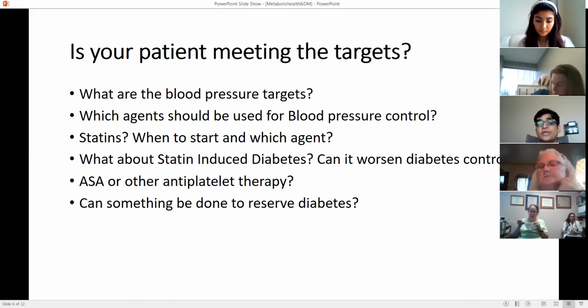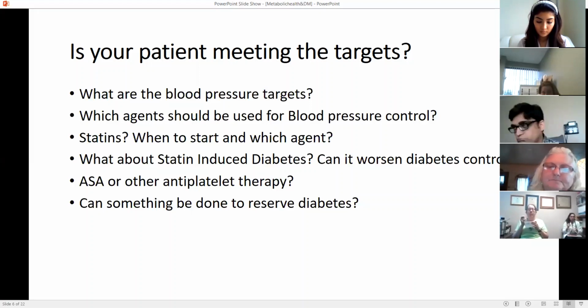What about using aspirin or other antiplatelet therapy? Should all diabetics be on aspirin, or should they not use aspirin? Who should use aspirin? So we will try and tackle this. And then what can be done to reverse diabetes, cure diabetes, go into remission? So those are some of the things that we try and deal with when we are looking at the metabolic profile. Next slide.